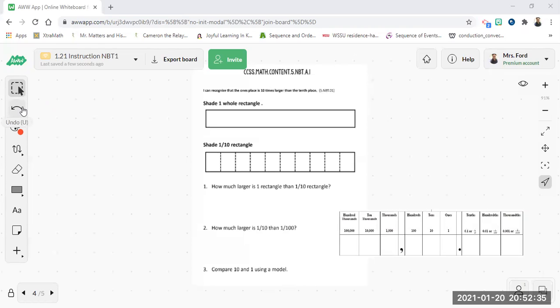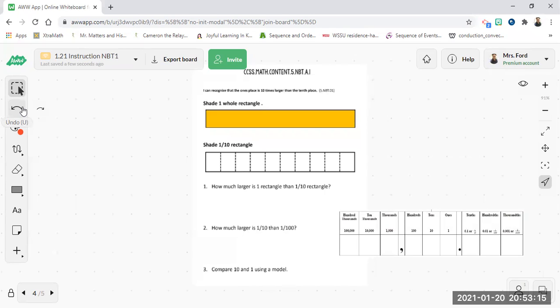Okay, so here we go. I can recognize that the ones place is 10 times larger than the tenths place. So the first part says to shade in one whole rectangle. Let's shade in the whole rectangle. Please make sure you have this copied down in your notebook, okay? So let's shade in a whole rectangle. Boom, beautiful. The next one says shade 1/10 of the rectangle. Shade only 1 out of 10.